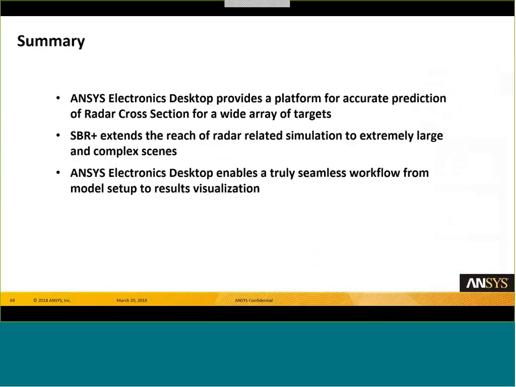So in summary, Ansys Electronics Desktop provides a platform for very accurate prediction of radar cross-section for a wide array of targets. I hope that you've seen that SBR Plus can really extend the reach of radar-related simulation to targets that are just enormous in size.